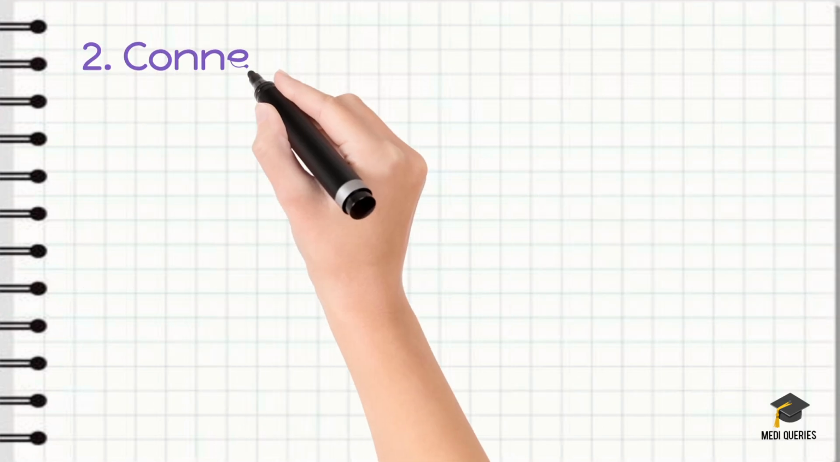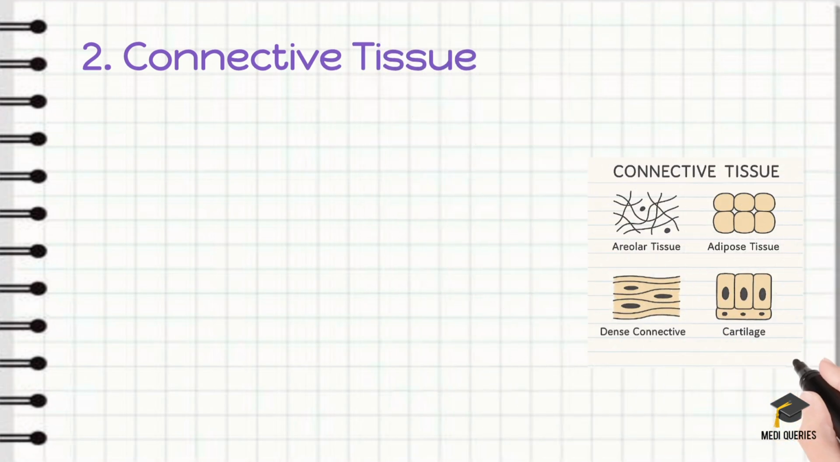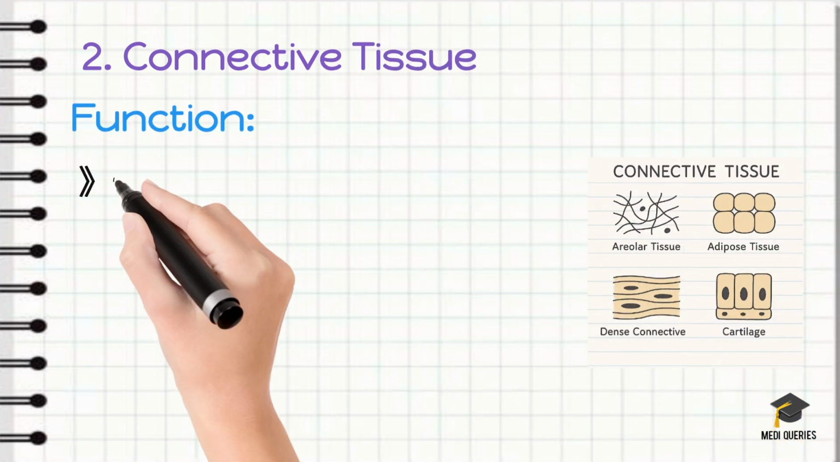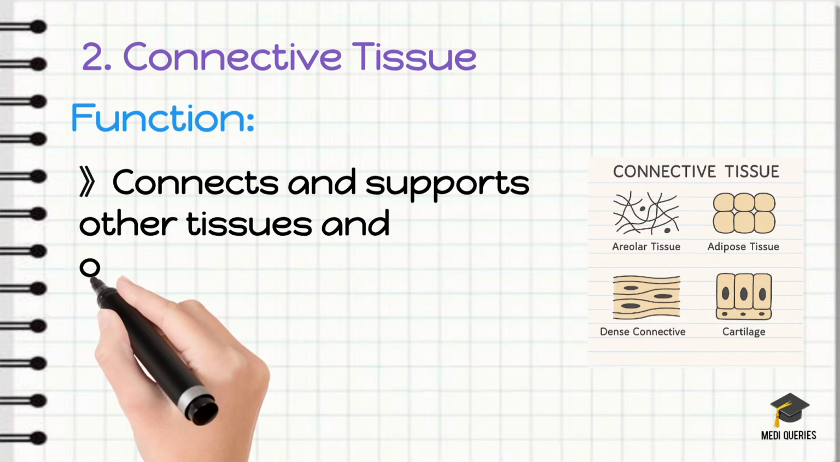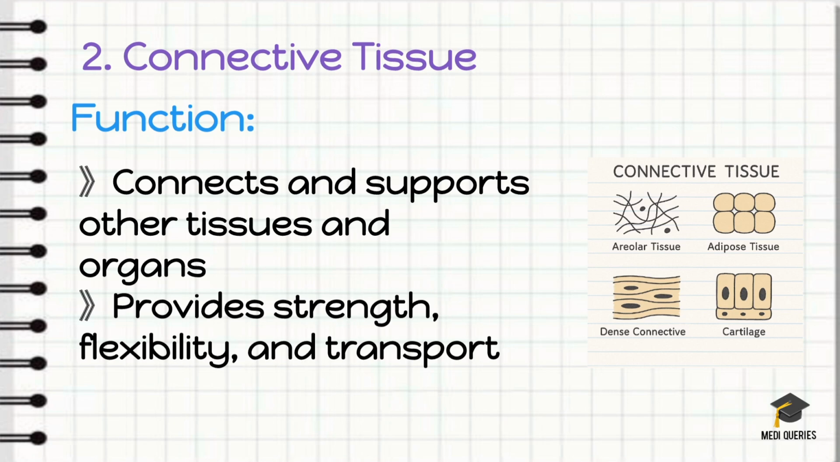And next type of tissue is the connective tissues. So what is the function of this tissue? It mainly connects and supports other tissues and organs. Okay, that is the main function. The name itself indicates connectivity. So as a result, it will connect the tissues and some organs. Okay, so it mainly provides strength, flexibility and transportation.